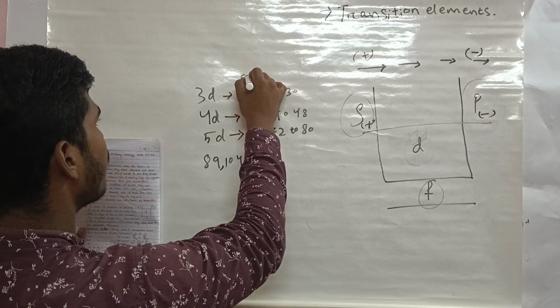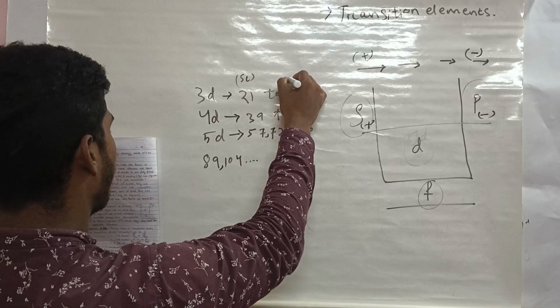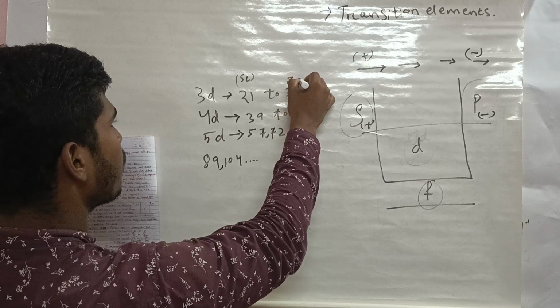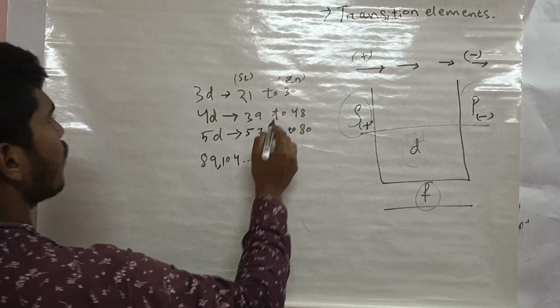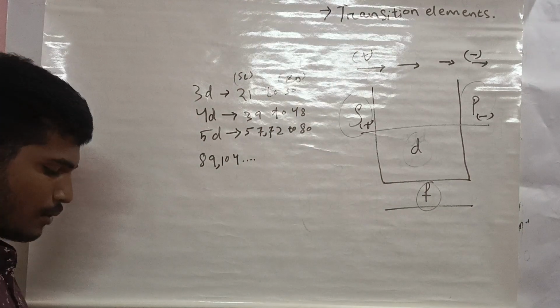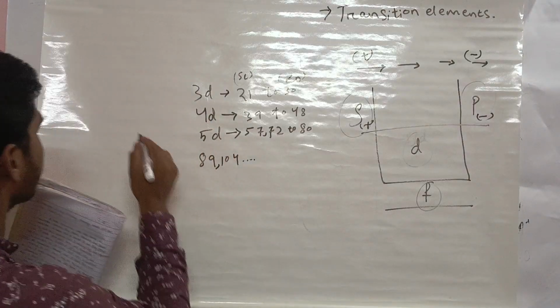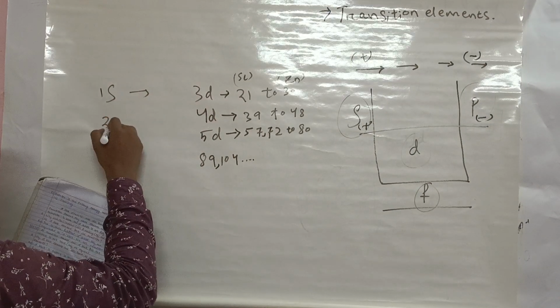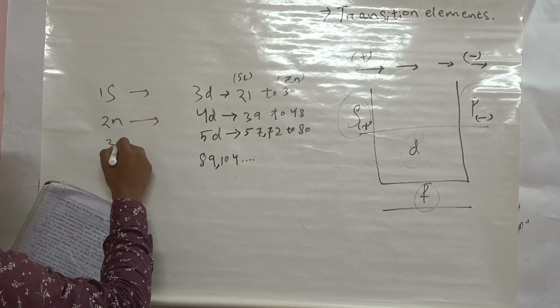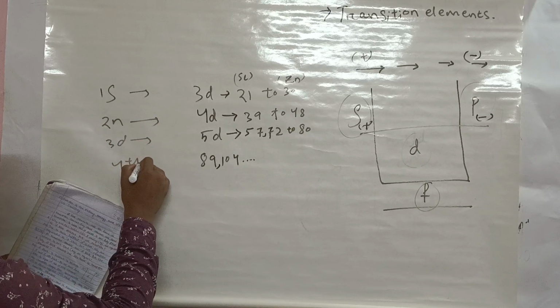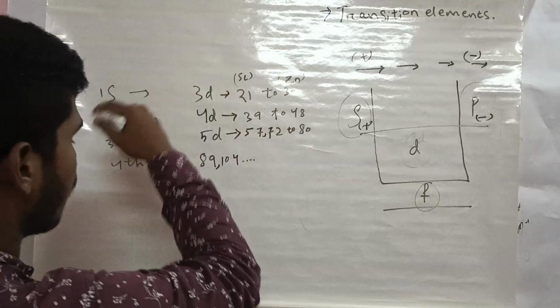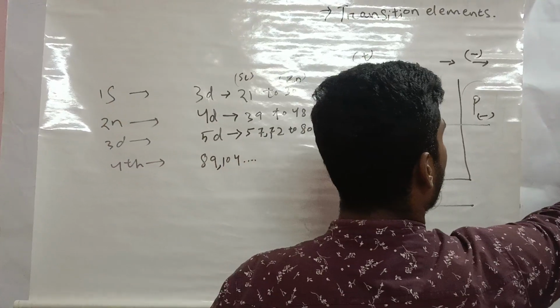It means scandium to zinc. We have to remember all the elements in this 3D series. This is known as the first transition series. This is the second, this the third, this the fourth. These four are the series.